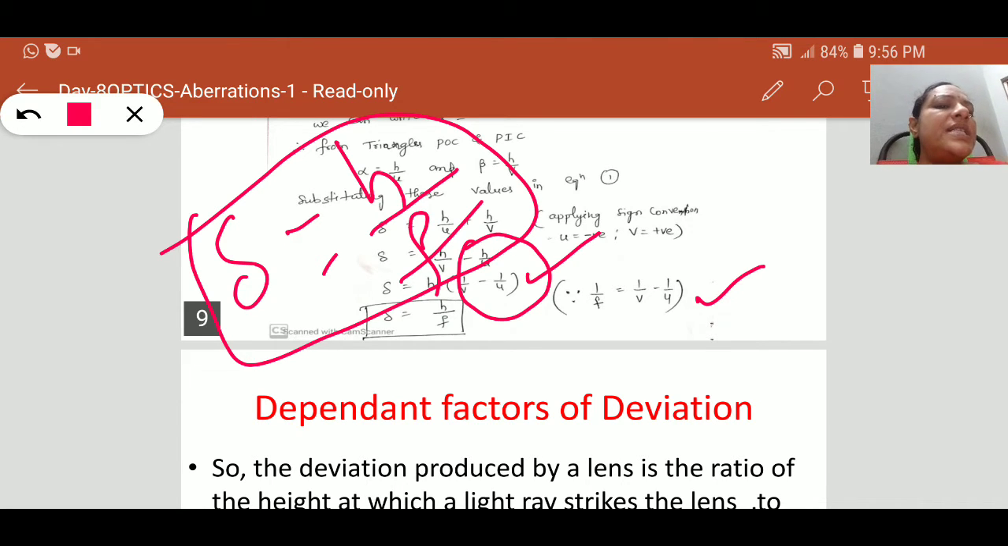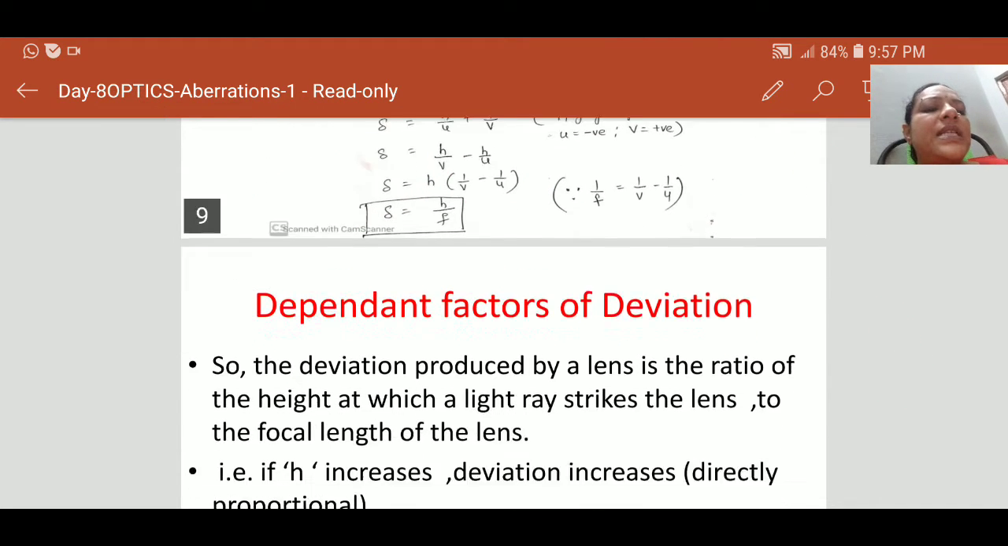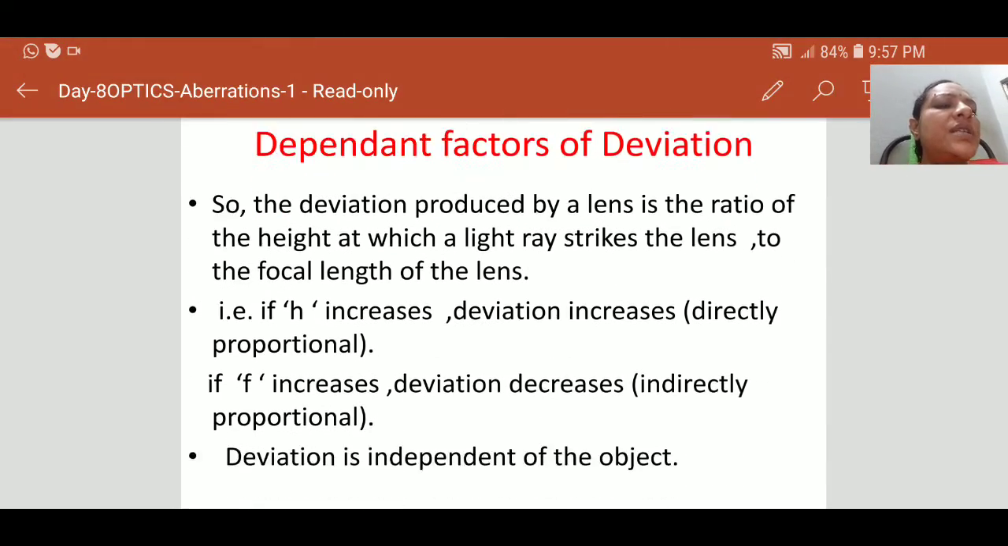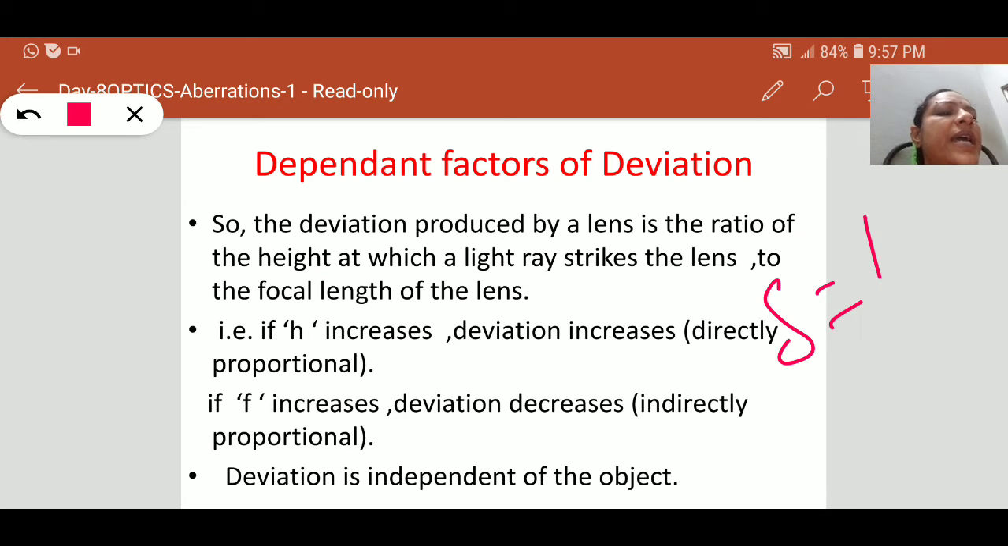That means, what do you understand from this deviation equation? The deviation depends upon two factors. One is delta is directly proportional to h, and delta is inversely proportional to the focal length. So let us discuss the dependent factors of deviation. Deviation produced by a lens is the ratio of what? That is the ratio h by f, the ratio of the height at which the light ray strikes the lens to the focal length of the lens.